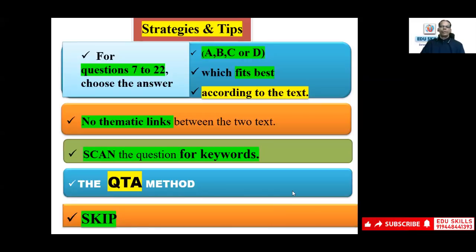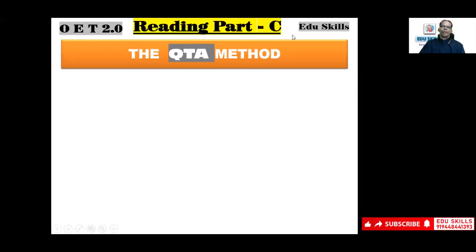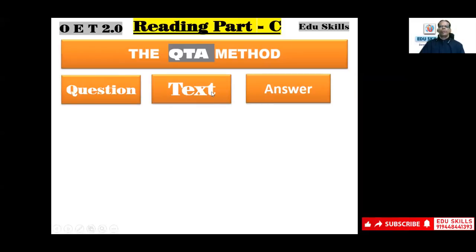When you don't find an answer, don't stop. You have to skip. There is no other way. But skip and then you can return back. As you go on with the strategies, you'll have enough time left to visit back. Okay, the QTA method, as you know: question, then you go to the text. Read the question, don't read the answer options. You'll confuse yourself. Then go to the text, then to the answer options.